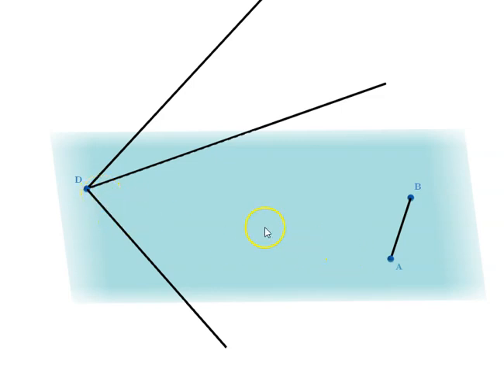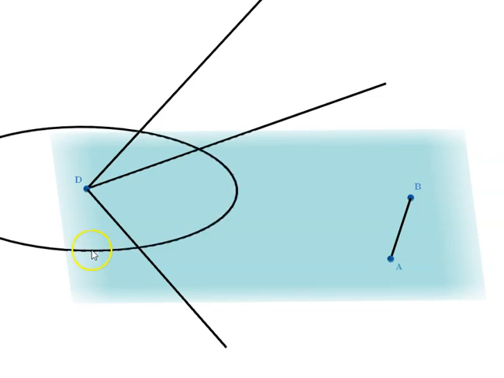So let's proceed with how to construct. Now, first thing we do is we take this length AB and we cut this line so that it is equal to AB. So let's do that. We draw a circle of radius AB, take the intersection. So now DE is equal to AB.